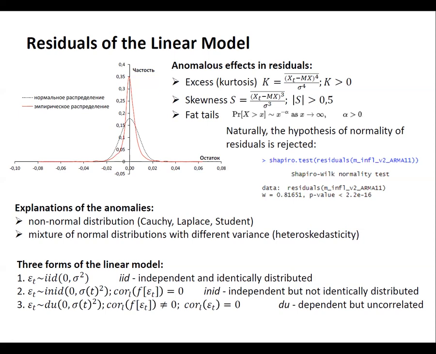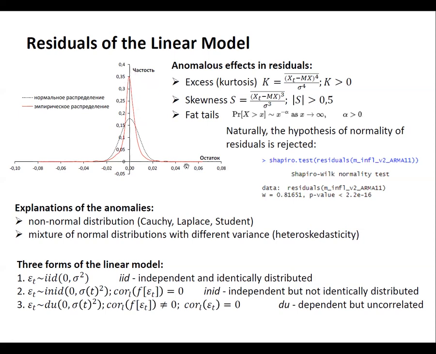These deviations, or anomalous effects in the residuals, usually come down to three main effects. The first is excess kurtosis. Kurtosis is measured by the coefficient K, which with excess kurtosis turns out to be greater than 0. Kurtosis is essentially interpreted as a higher probability of small deviations from the mean than predicted by the normal distribution. So this is kurtosis.